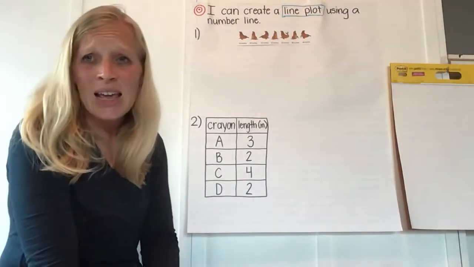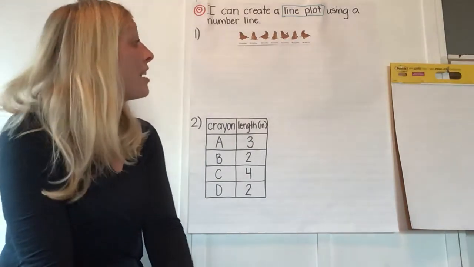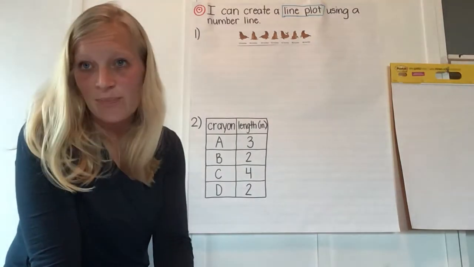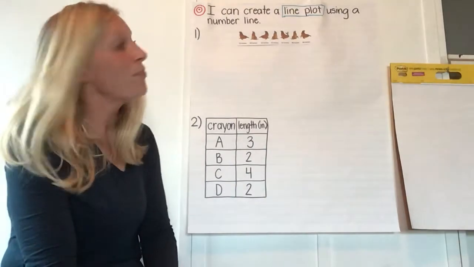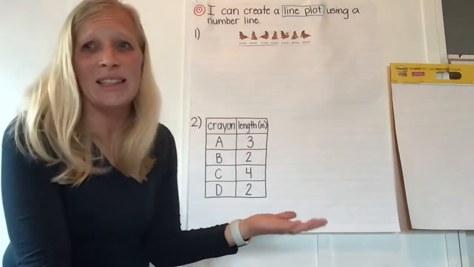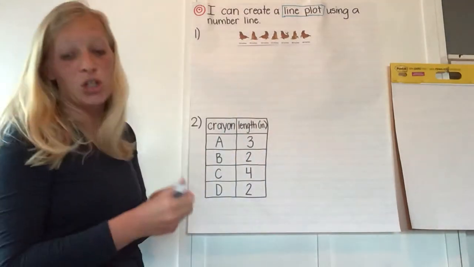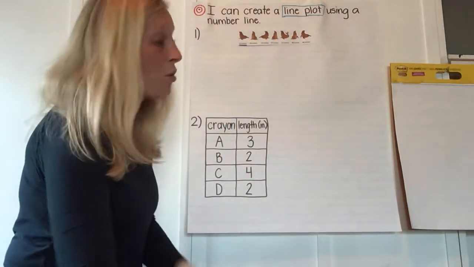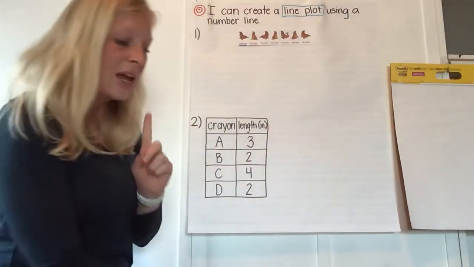A line plot is a way of organizing information, and a lot of times it's organizing measurements of objects that might be a certain length. For example, we look at these sea lions going to the zoo, and there are all these sea lions, and they're all different sizes. This one's 52 inches. This one is 49.